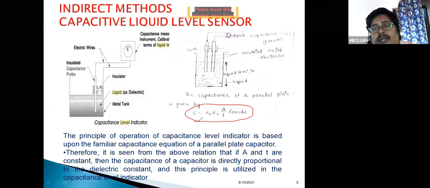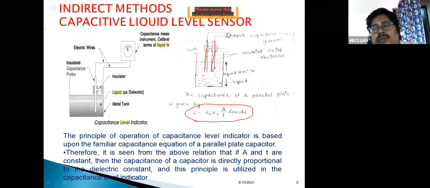Area is nothing but the area. All of you know that T or D, we can also call it D, is the distance between the two plates. See here, when you observe, these are the two plates of the capacitor.